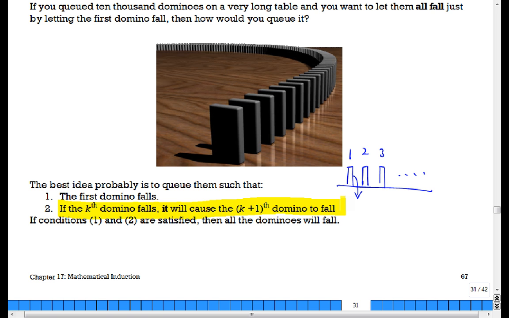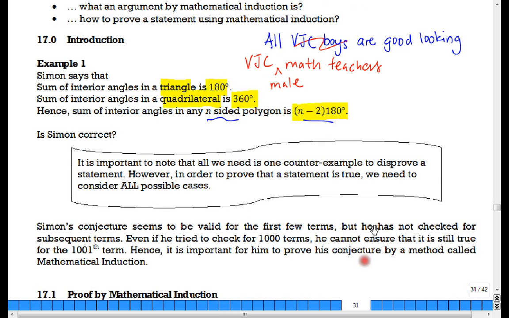So if we go back to the triangle example, if I can prove that it is true for the triangle case, and if I can prove that if the formula (n minus 2) times 180 is true for the k case, then the k plus 1 case is also true, then by mathematical induction, all is true. You follow what I'm saying? I think you get the drift for domino, but how it actually applies to mathematics, not so clear yet.